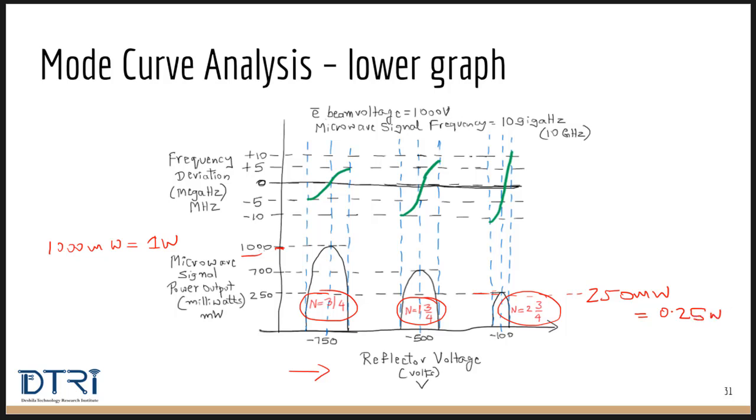This was explained in the previous slide, where we saw that higher reflector voltage implies more bunching. If the reflector voltage is more, then the electrons will be reflected faster and the bunching happens faster. That means the power is more. So it requires fewer cycles for the bunching to occur. That is the theory. This is about the lower graph.